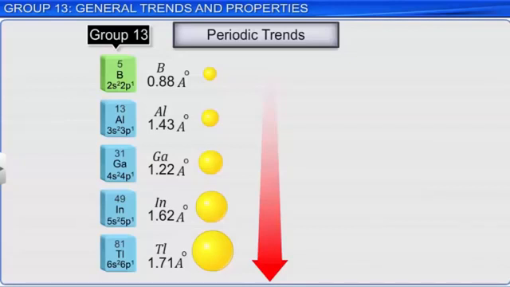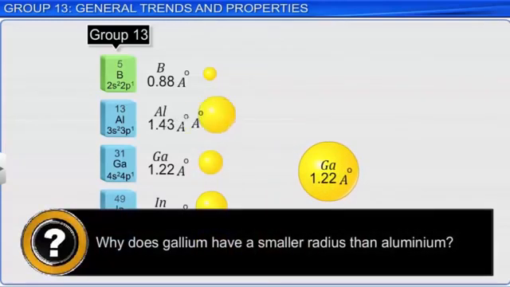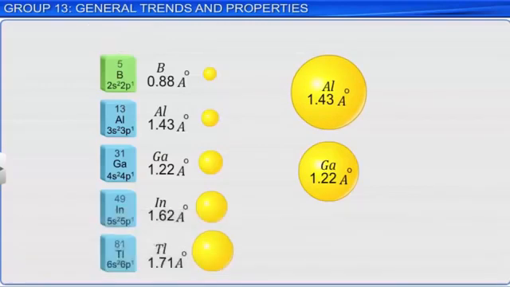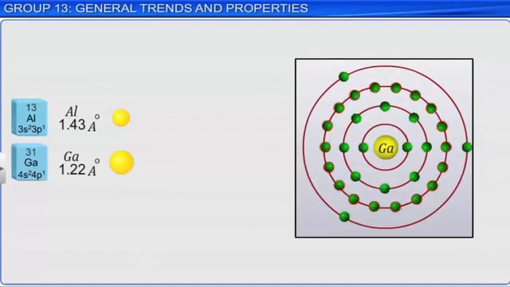Try to answer this question before continuing. Why does gallium have a smaller radius than aluminium? Answer: gallium has 10d electrons in addition to the noble gas core. These d electrons provide very little shielding from the nuclear charge, since d orbitals have little electron density near the nucleus. Thus, the outermost electrons in gallium are held more tightly than in aluminium.